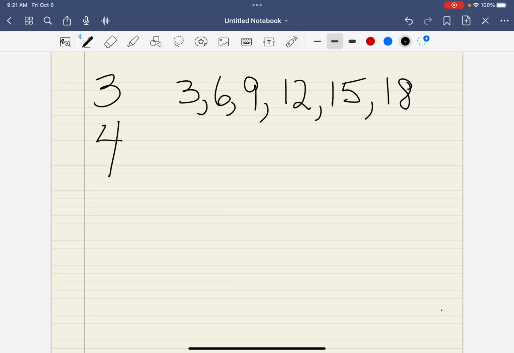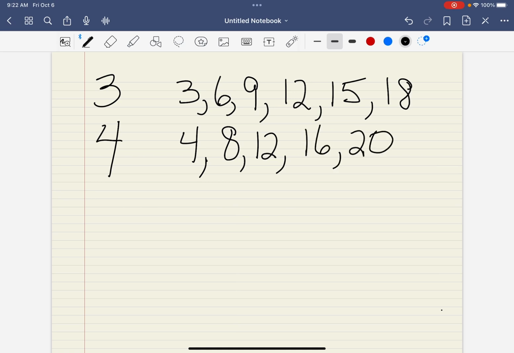Now we go back and do the same thing for 4. So 4 times 1 is 4. 4 times 2 is 8. 4 times 3 is 12. 4 times 4 is 16. 4 times 5 is 20. And I didn't really need to do that many of them because once we find a number that's common to both this list and this list, that is the least common multiple. So 12 is in this list and it's in this list. And it's the smallest number that's in both lists, so that is the LCM.